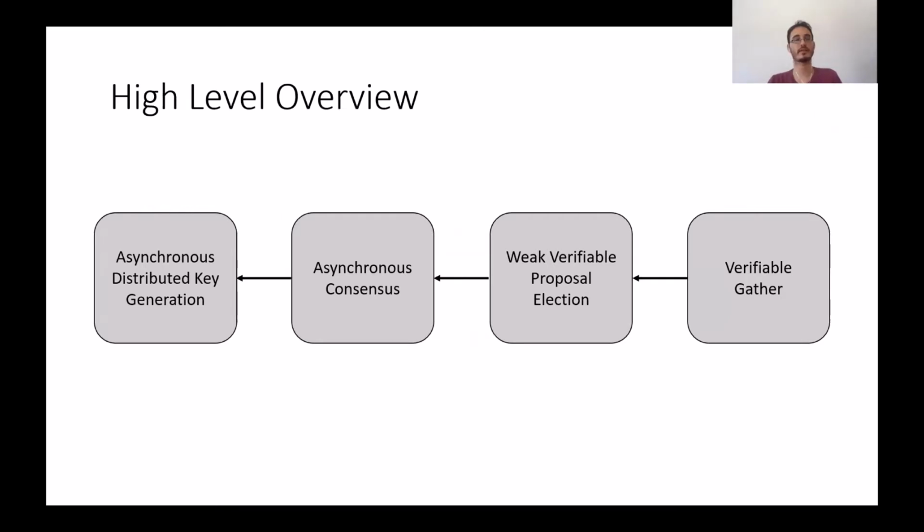Our work has four major components, four major protocols. We have an asynchronous distributed key generation protocol, an asynchronous consensus protocol, a weak verifiable proposal election protocol, and finally a verifiable gather protocol. And these protocols feed into each other. For example, the proposal election protocol uses the gather protocol inside of it. In this talk, we're only going to talk about the distributed key generation, consensus, and proposal election protocols. And we're not going to talk at all about the gather protocol, even though it is of independent interest. It's a useful building block.